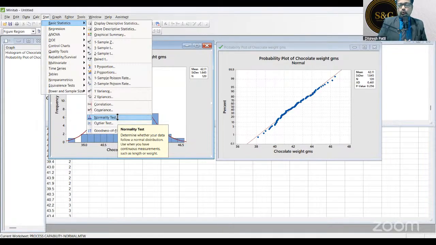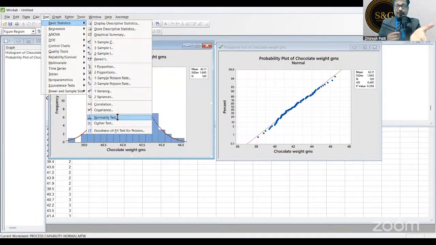Okay, just do it. Whoever have missed it, please do it along with me. Go to stat, basic statistics. The people who don't have Minitab, just observe this. Okay, you can check the recording later. I will give you all these files with whatever we are practicing right now. Okay. Now go to stat, basic statistics, normality test.